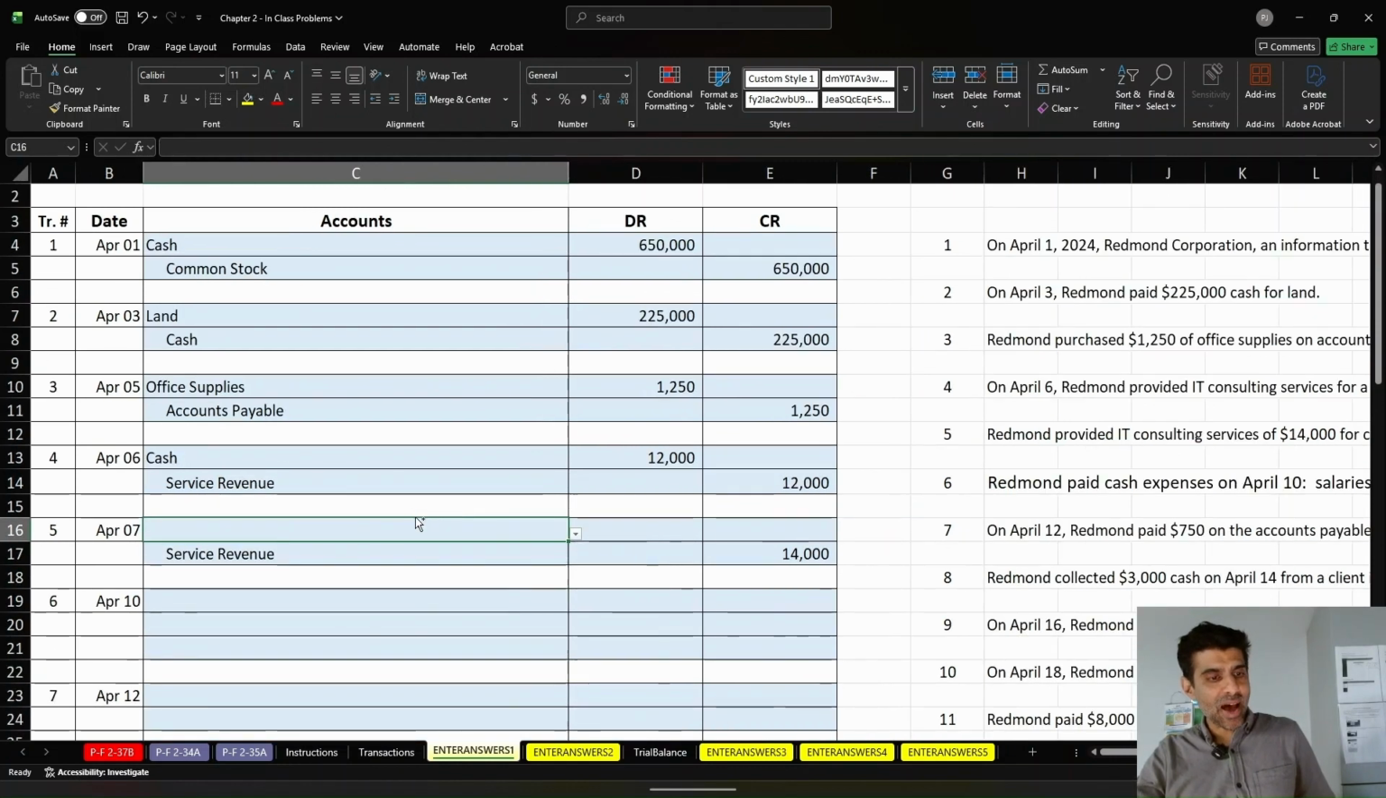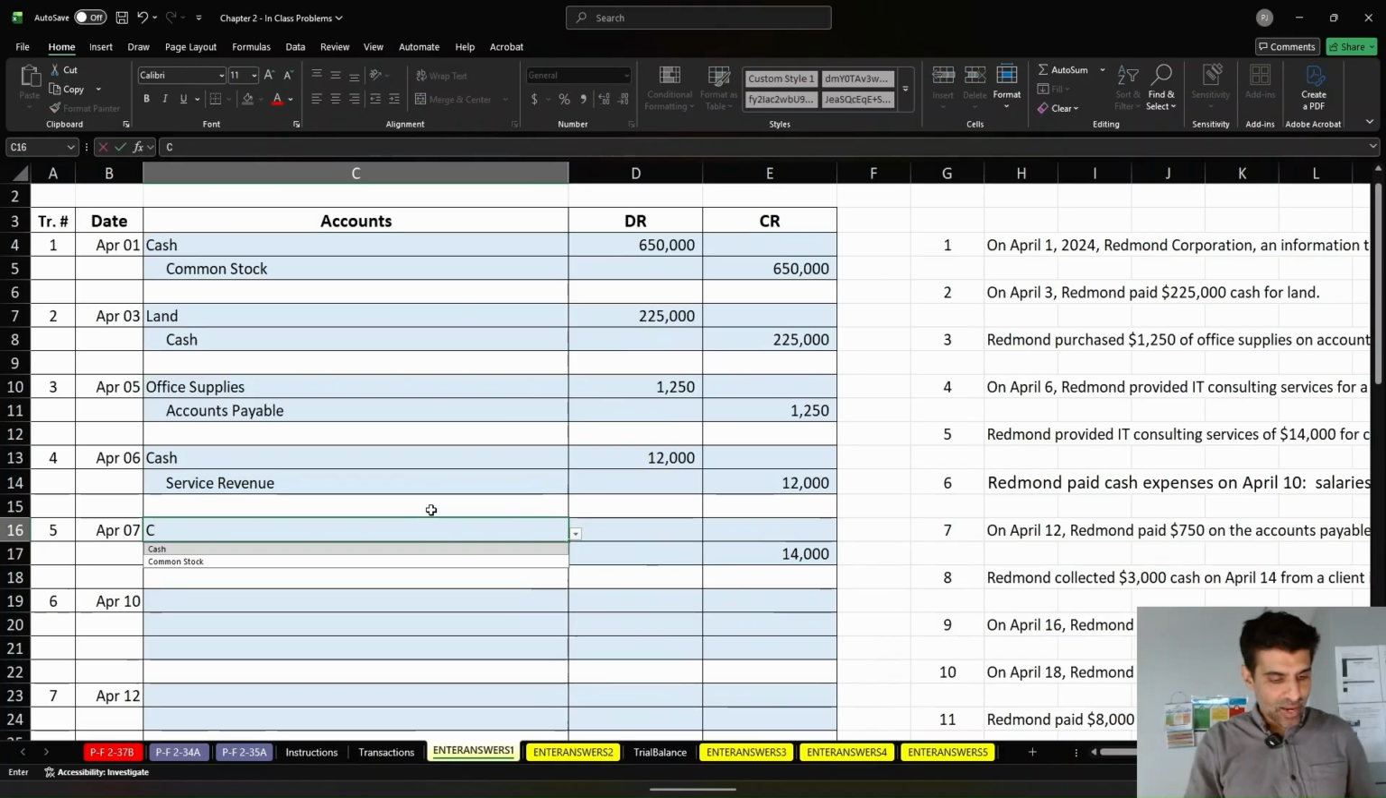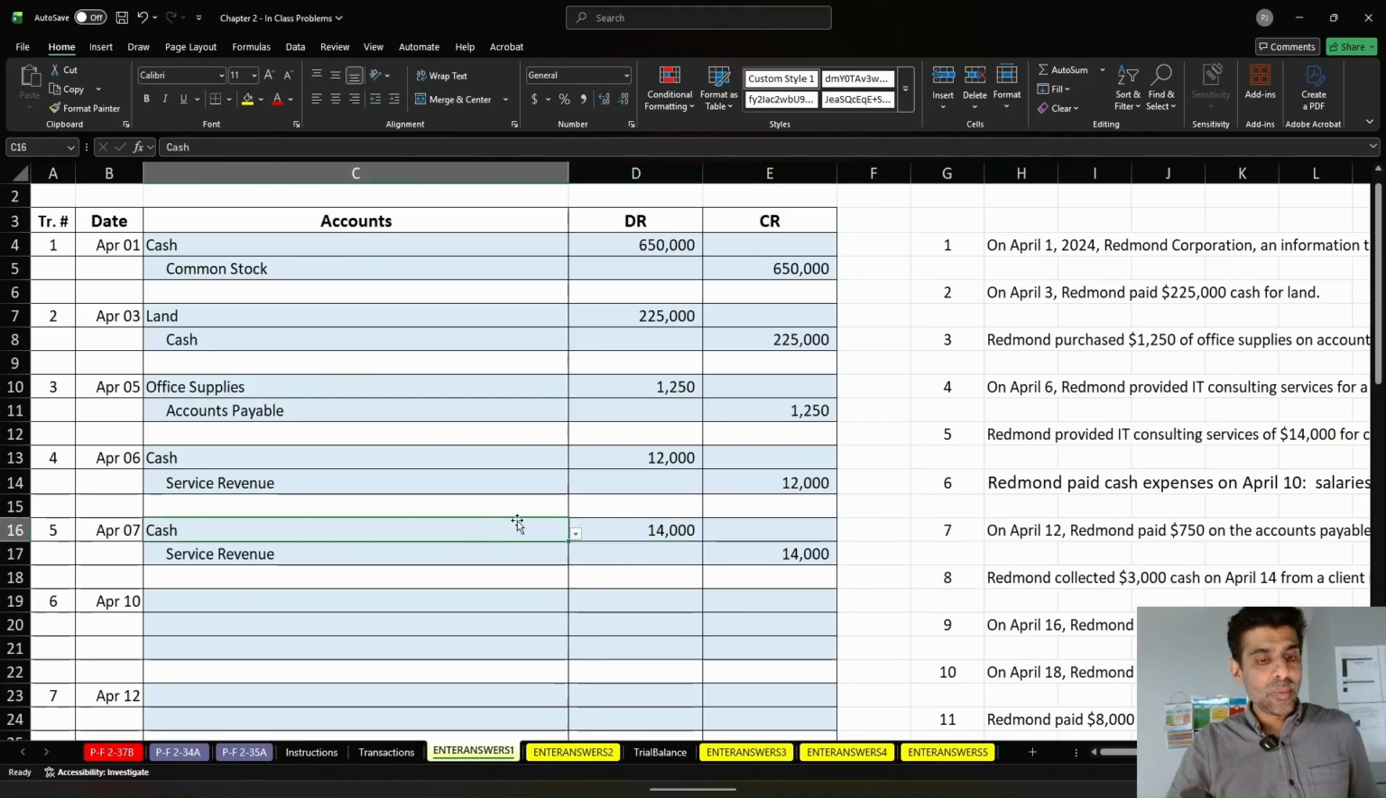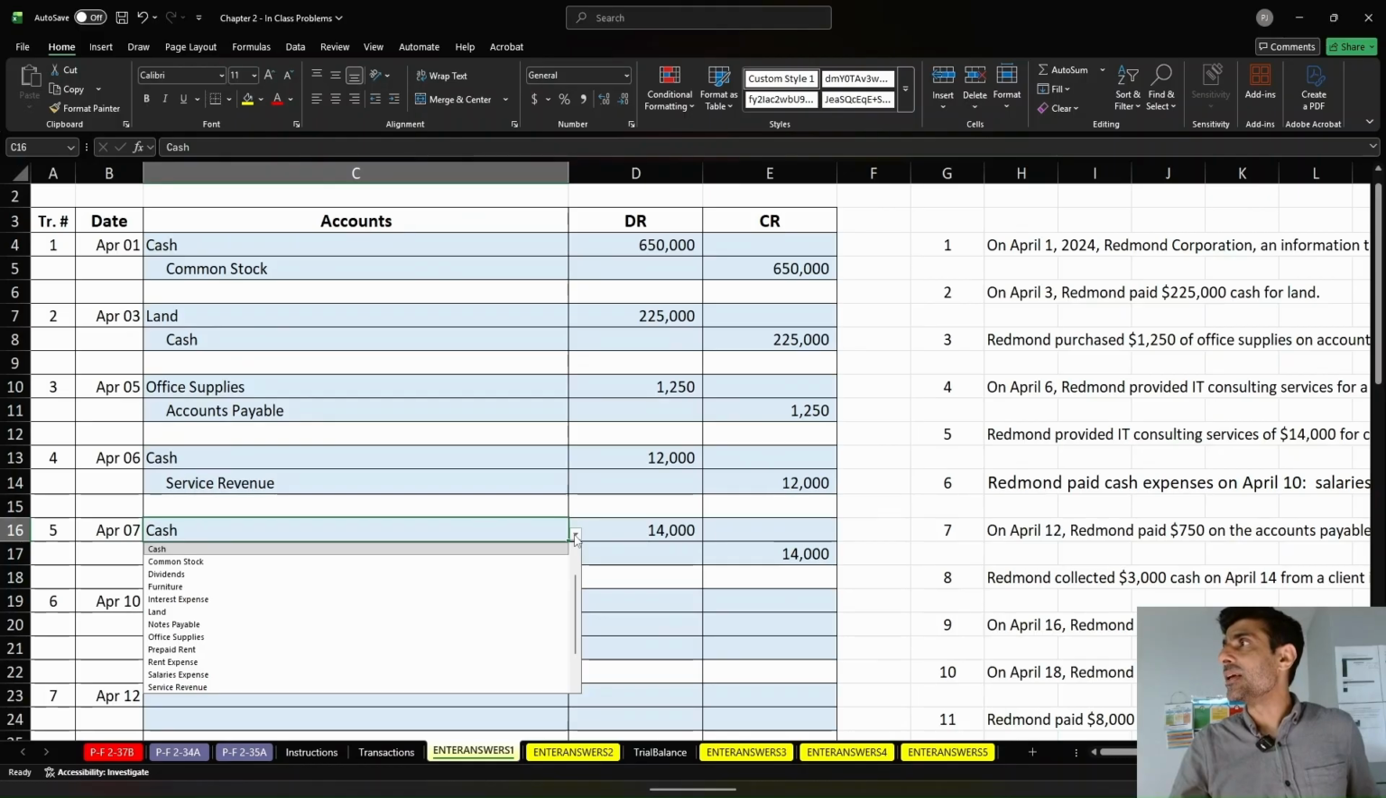However, they're not paying us cash right away. So if we did collect cash, it would just be pretty straightforward. We would debit cash just like we did in the last one. But they're not paying us yet. What is it called when someone owes us money? Accounts receivable. What kind of account is that? Is it an asset, liability, revenue, expense? What is it?